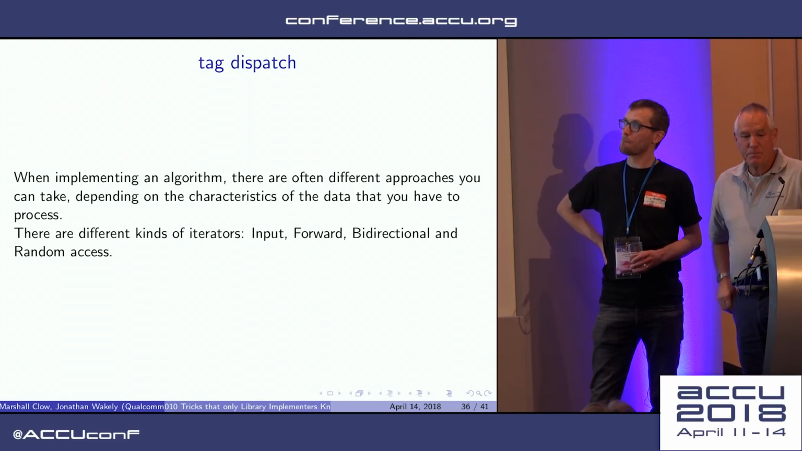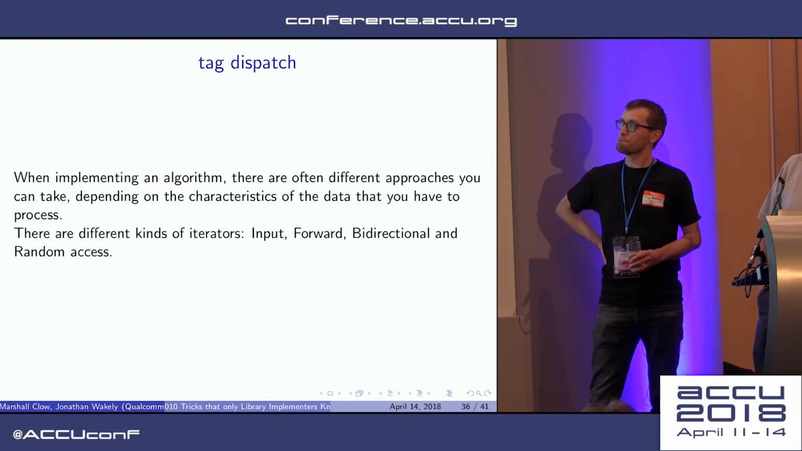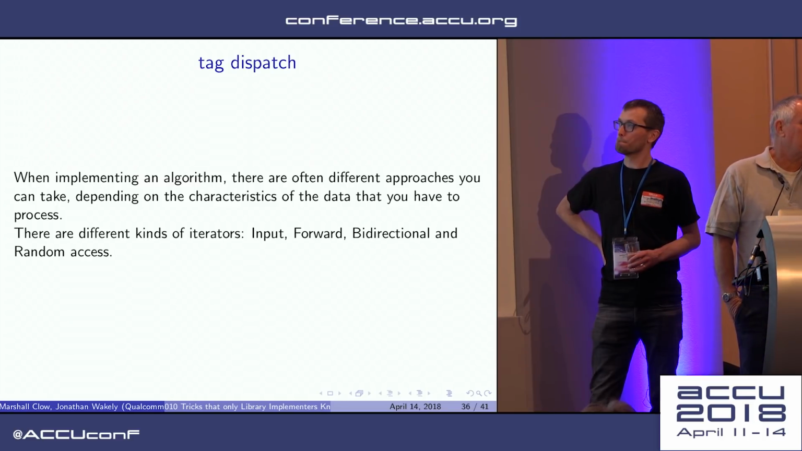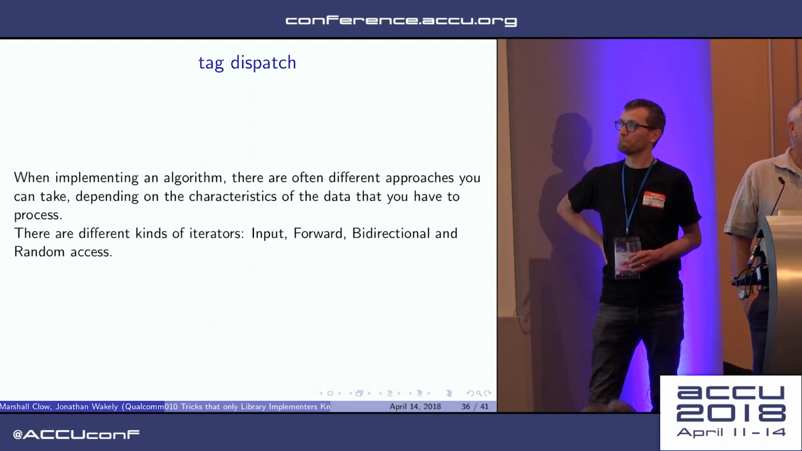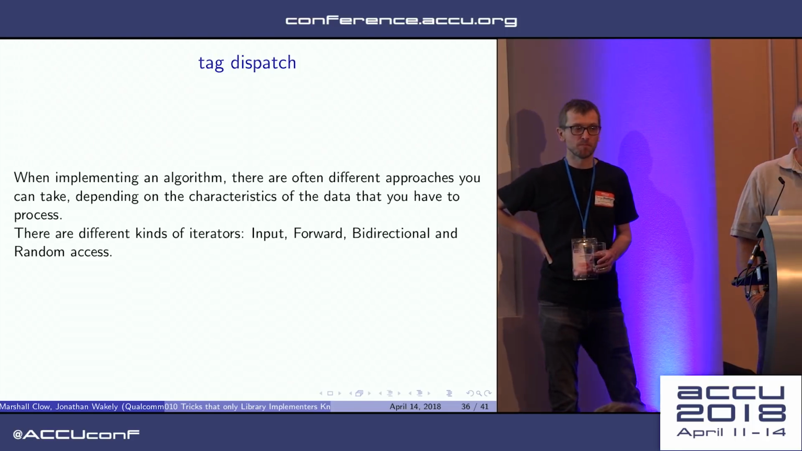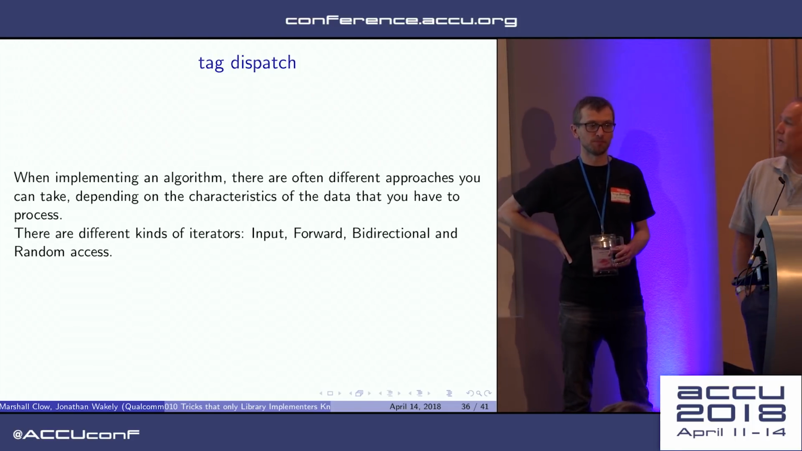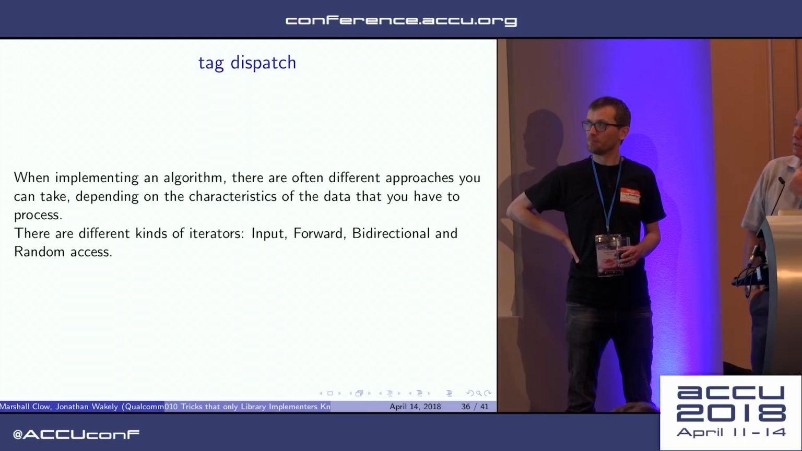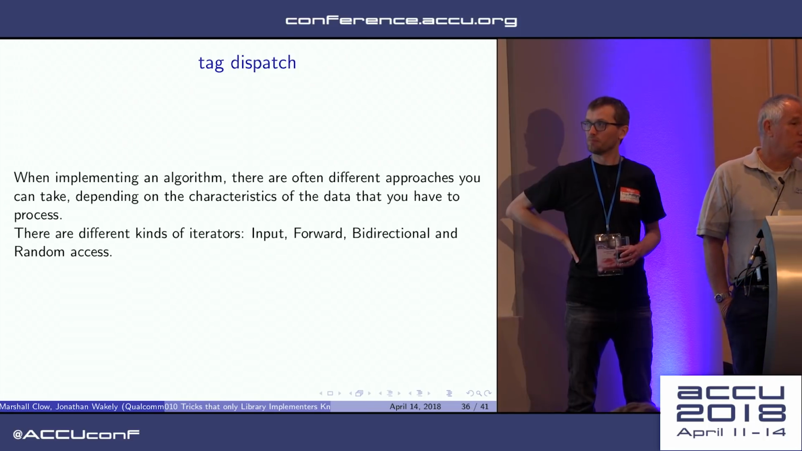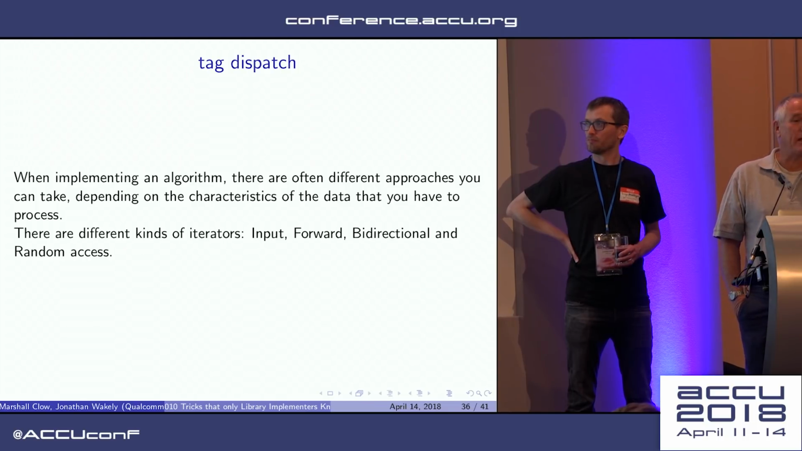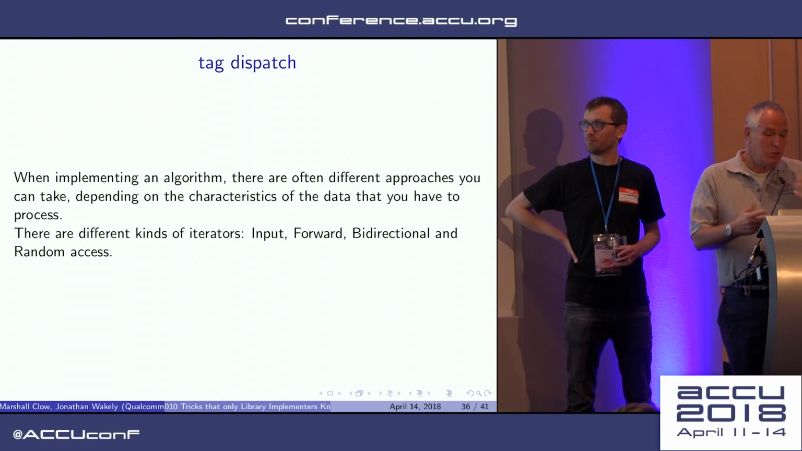Tag dispatch. So when you're implementing an algorithm, frequently you want to take different approaches depending on what kind of iterators you're handed, what kind of characteristics of the data. For a quick review, there are 5 different kinds of iterators: input iterators, forward iterators, bidirectional iterators, random access iterators, and output iterators, which I'm not going to talk about because they don't really fit. But anyway, you might want to do different things.